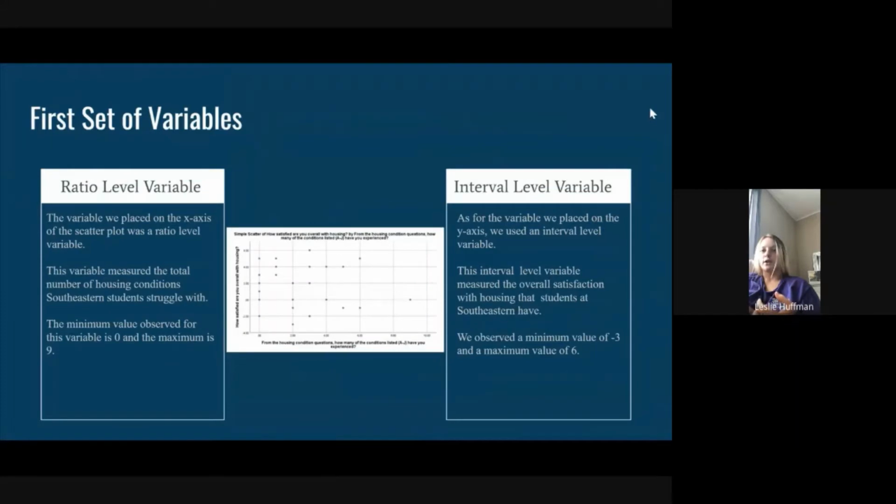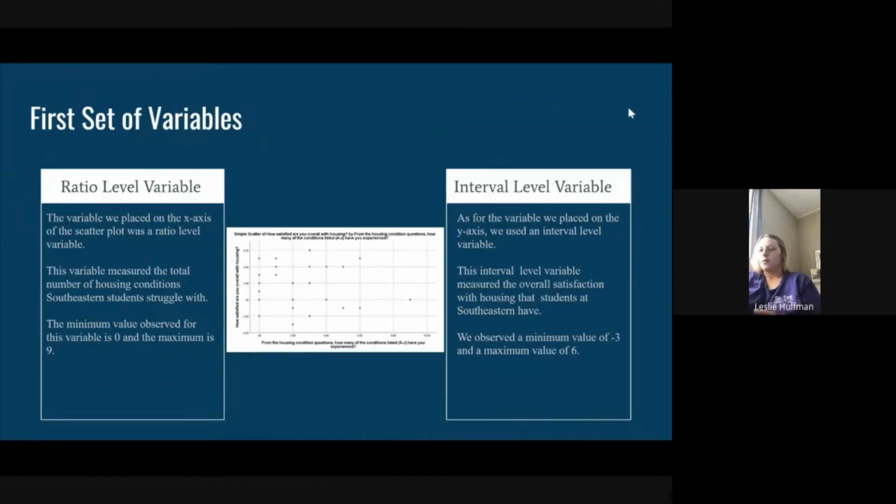For our first set of variables, the variable we placed on the x-axis of the scatter plot was a ratio level variable. This variable measured the total number of housing conditions Southeastern students struggle with. The minimum value observed for this variable is 0 and the maximum is 9.